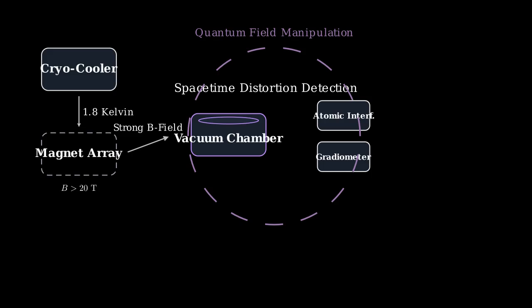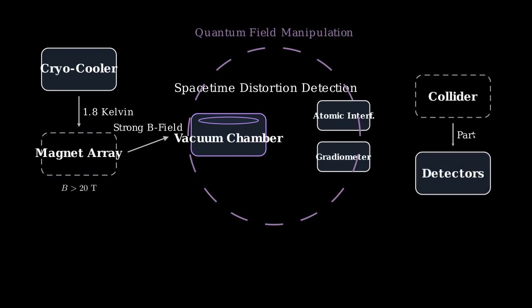Inside this chamber, we use atomic interferometers and gradiometers to monitor for the smallest space-time distortions. By manipulating quantum fields within this localized area, we are attempting to interact with the very fabric of gravity in ways previously thought impossible. The atomic interferometer is a critical piece of the puzzle. It works by measuring incredibly precise phase shifts in matter waves, allowing scientists to see if the gravitational field has been modified, even by a tiny fraction.